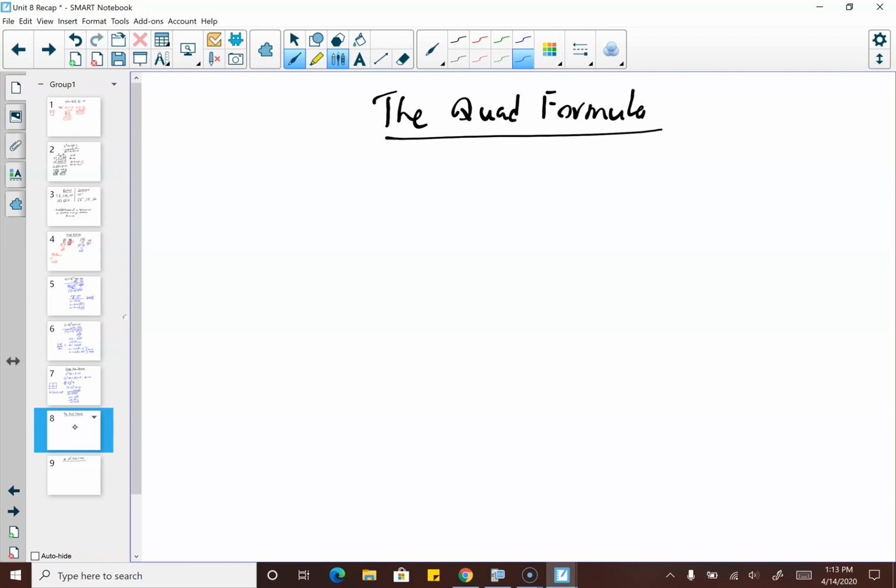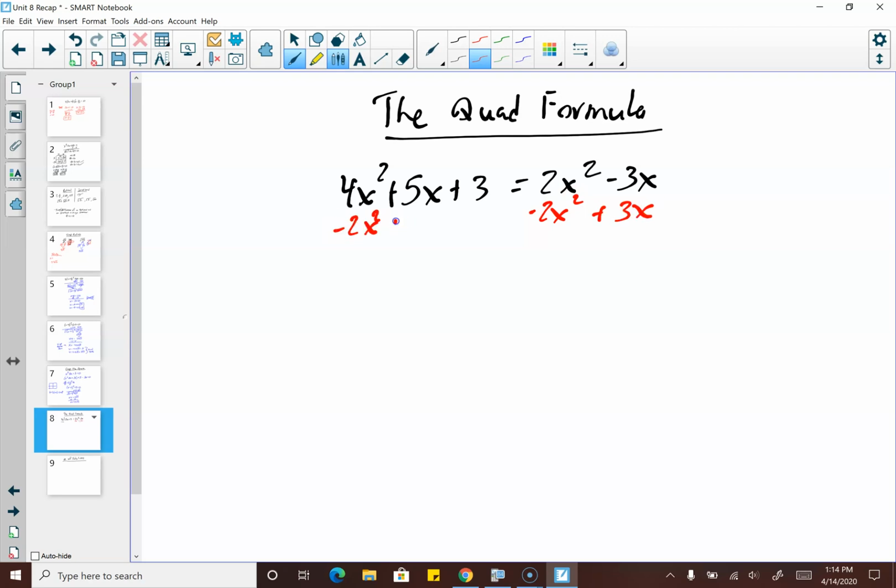Now the quadratic formula. So I picked a little bit of a challenging one here. 4x squared plus 5x plus 3 equals 2x squared minus 3x. So we never want to do anything with any of these until it is set equal to 0. So I'm going to subtract the 2x squared and add the 3x on both sides. That's going to give me 2x squared plus 8x plus 3 equals 0.